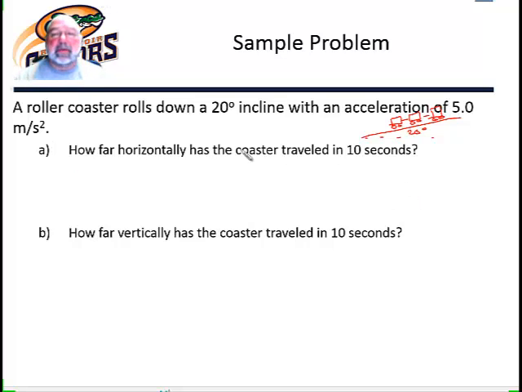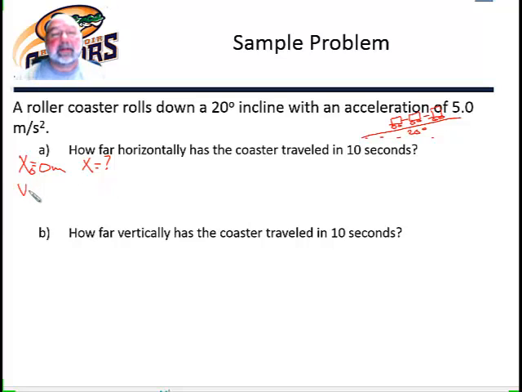Okay, so now next up, I need to do my table of information again. These are kinematics problems. We need to use our kinematics equations, and to figure out which is the right equation, we have to have our table of information. So in the x direction, we start at 0 meters. And we want to find out how far horizontally we've traveled. So we want to find out what x is equal to.